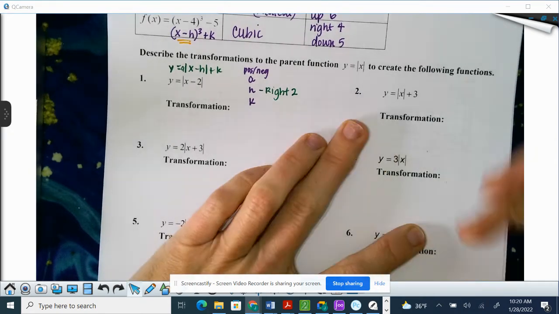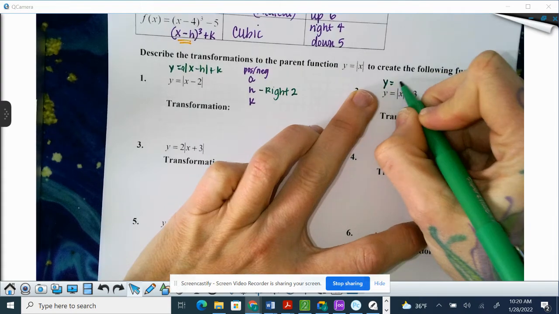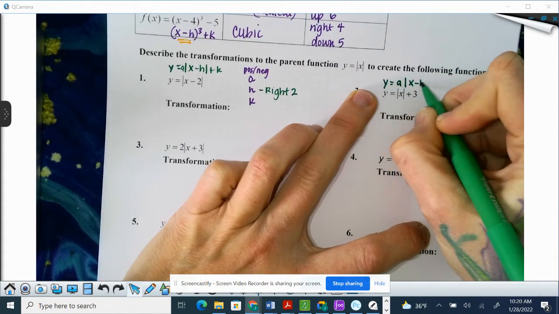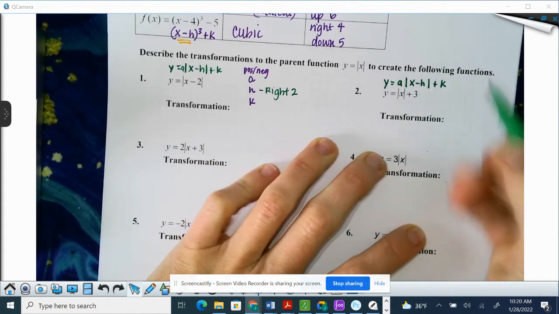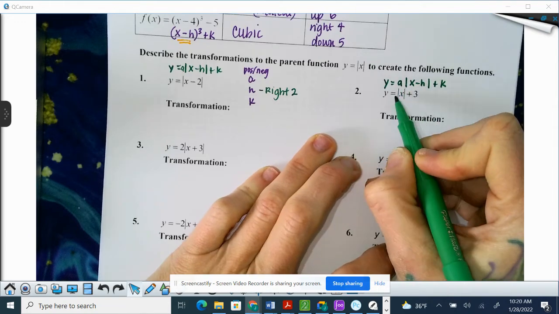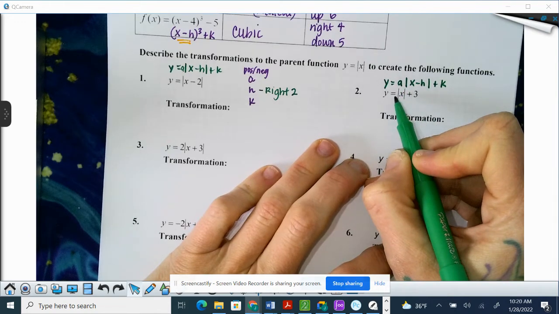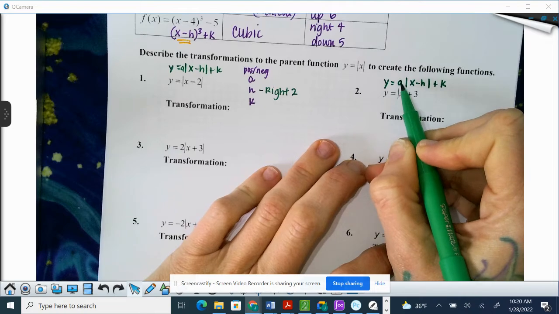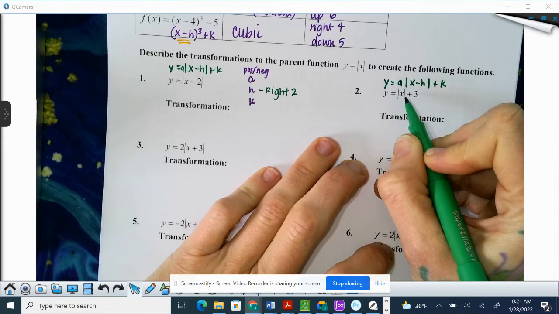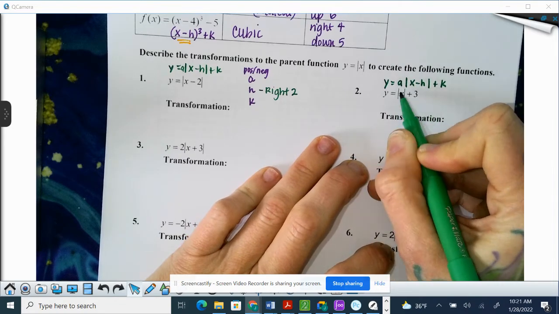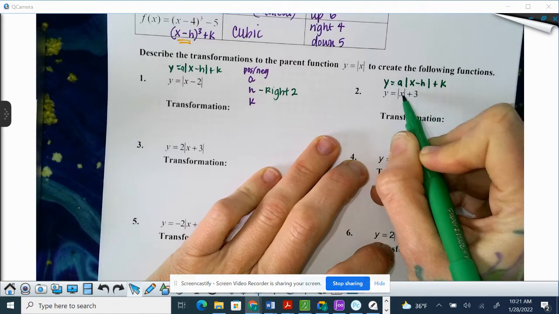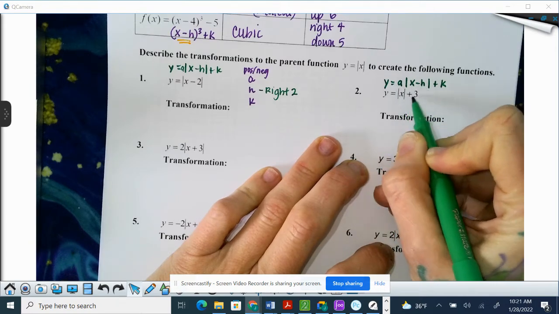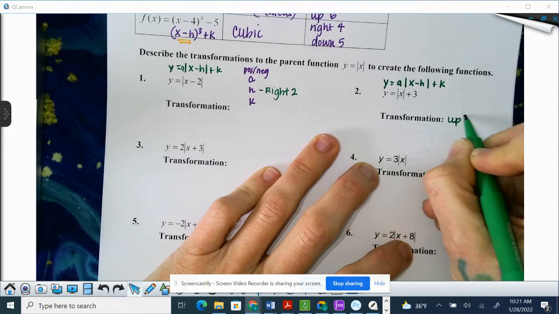If you look at number 2, so y = a|x - h| + k, there's not an A value. There's not a negative, so it didn't reflect over the x-axis. It didn't get more steep or less steep. And then there's nothing inside the absolute value bars to go left or right. But there is a +3 on the outside. So it went up 3.